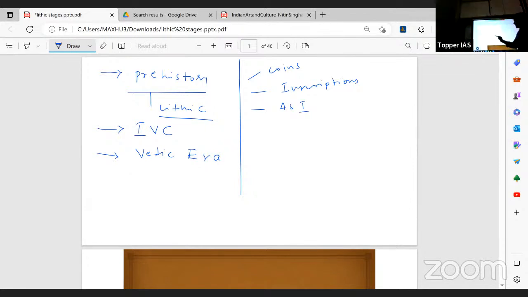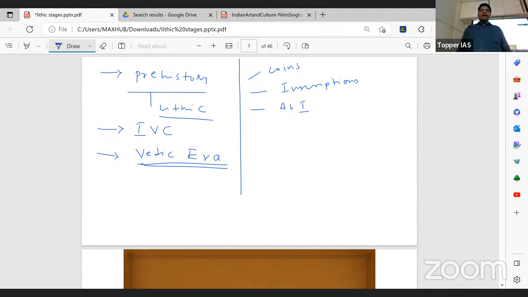So why it is called the Vedic era means the reconstruction of history is based on the Vedic texts. So there are the 4 Vedas, basically Rig Veda, Yajurveda, Samaveda, Atharva Veda, and their Samhitas, Brahmanas, Aranyakas, Upanishads.